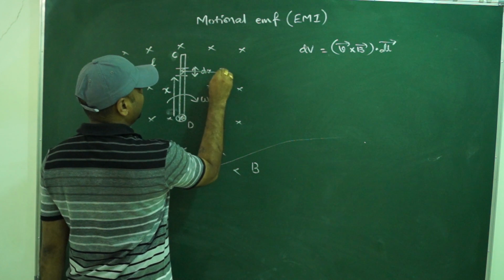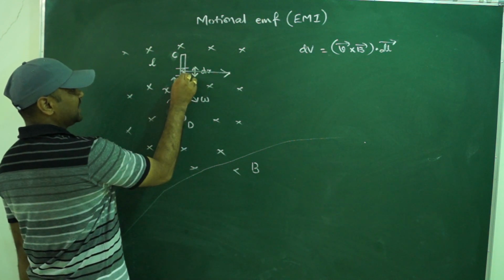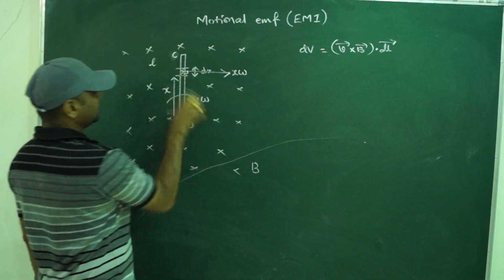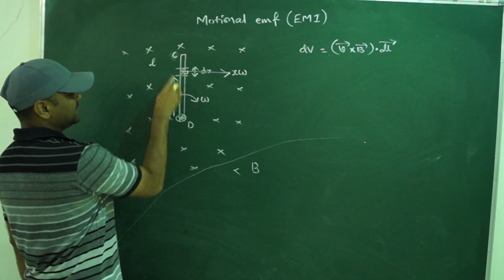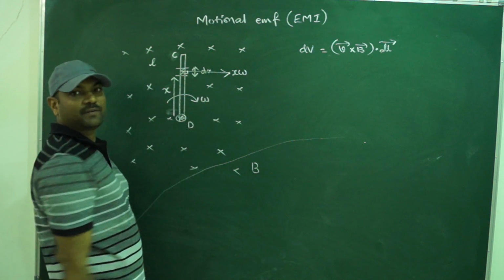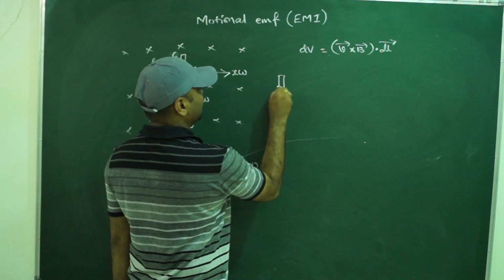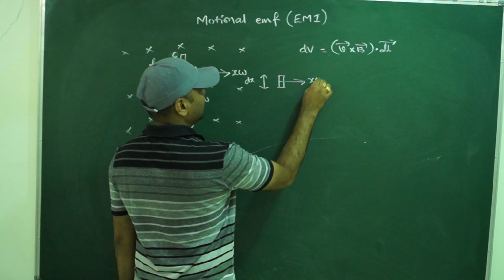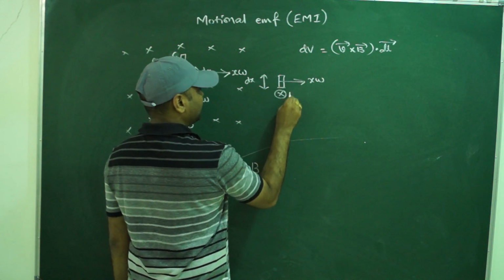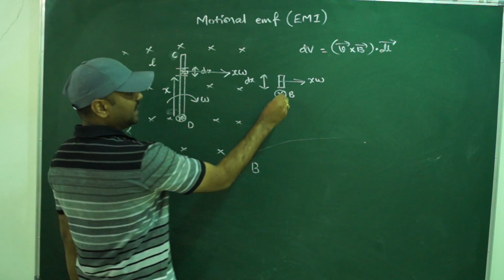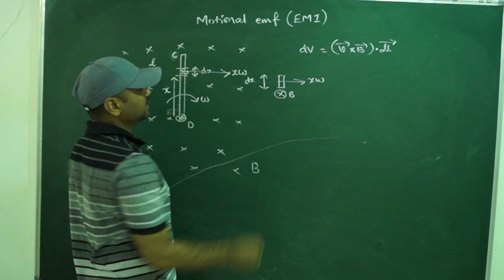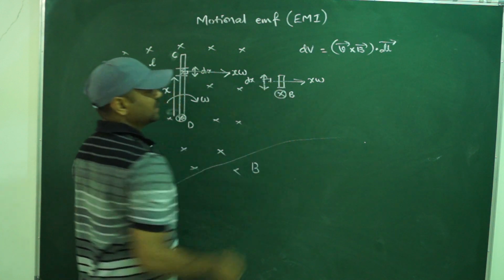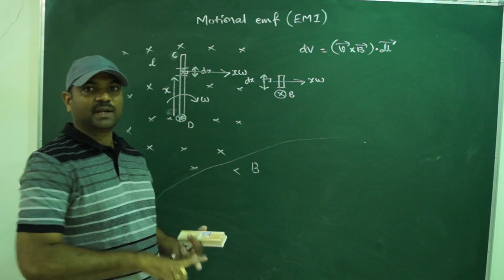Then this small part will have a velocity which is exactly perpendicular to the length. That velocity will be x omega because it is rotating with omega, and x is the distance from the axis. So the small part of length dx has the velocity x omega. The magnetic field and velocity are perpendicular to each other, and length and velocity are also perpendicular to each other. So length, velocity and magnetic field are mutually perpendicular.